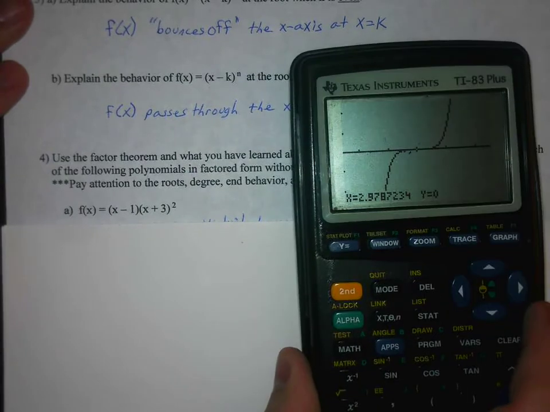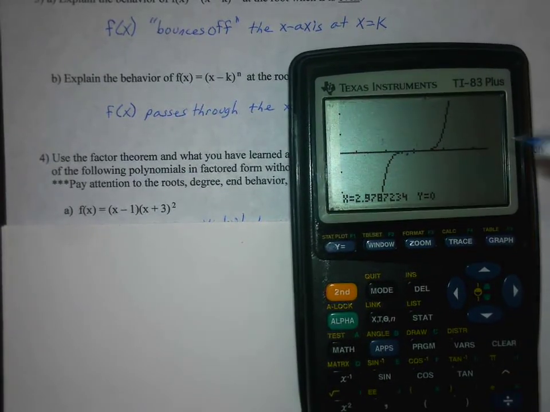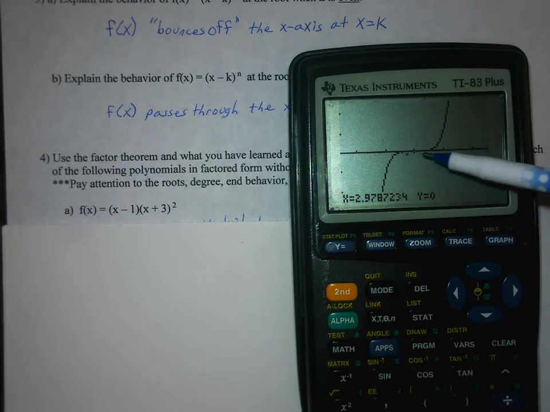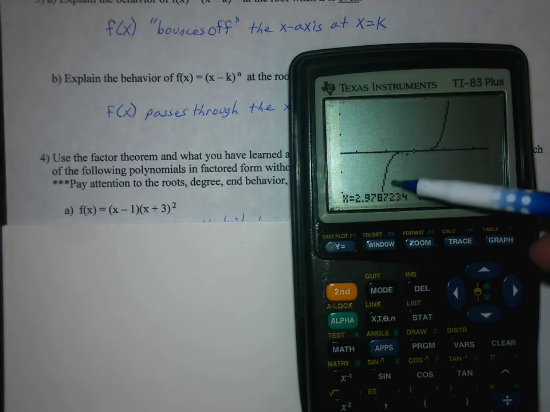Okay, notice how it passes through. If you have an x to the third or x to the fifth or x to the seventh, it'll pass through looking like this little shape here. It has that little curve in it.